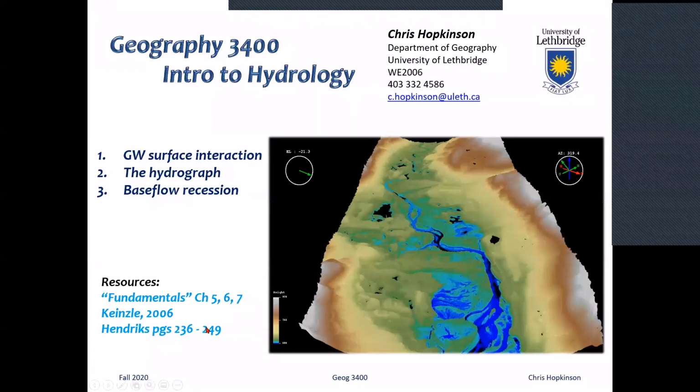Okay, so the topic of today's lecture, of course, is quite different to that. We're looking at groundwater surface water interaction primarily, and we're going to start talking about the hydrograph. If we get to where I would like to be at the end of this lecture, we will get to where we should be when you start Lab 4.